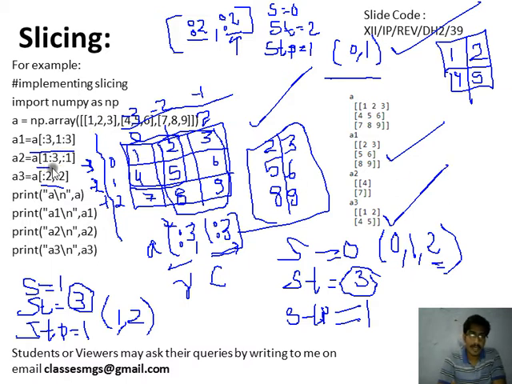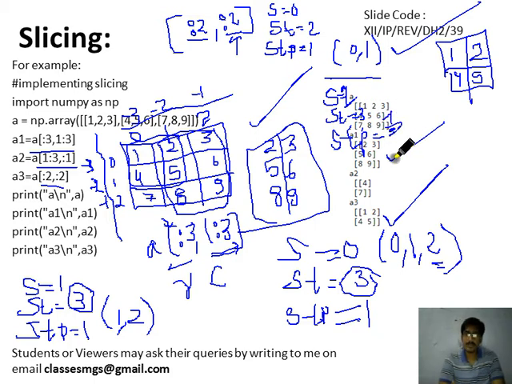Now we will see another example: 1 colon 3 colon 1. 1 colon 3 means starting is 1, stop is 3, and step is not specified, so step will be by default 1. So which rows will be selected? Starting from 1, only rows 1 and 2 will be selected, because up to stop minus 1. Stop minus 1 means 3 minus 1. So rows 1 2 will be selected.